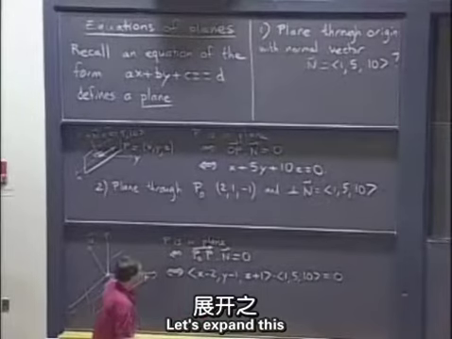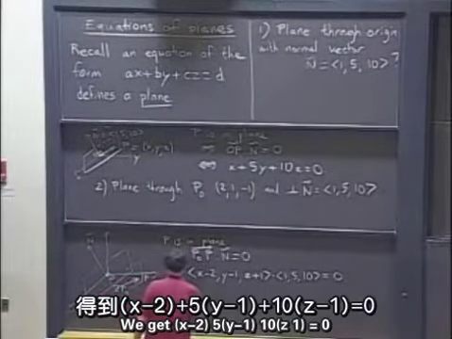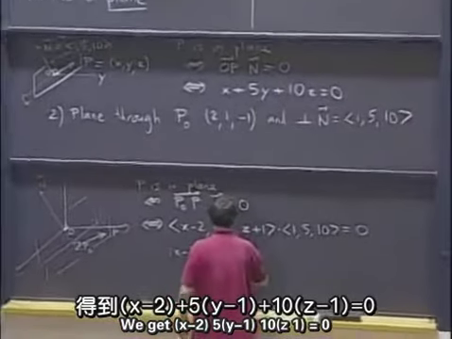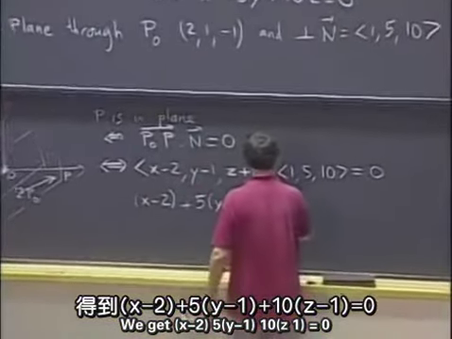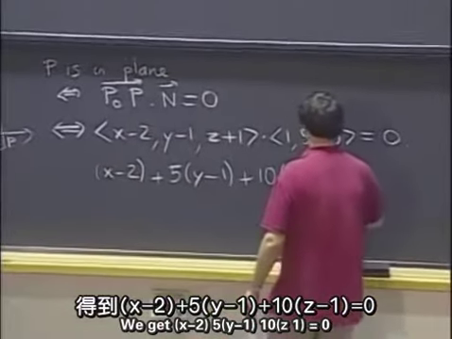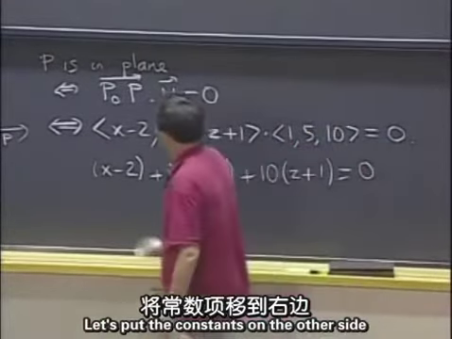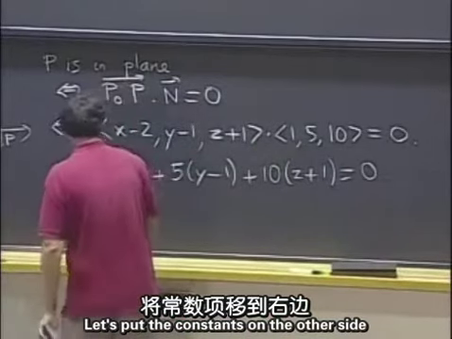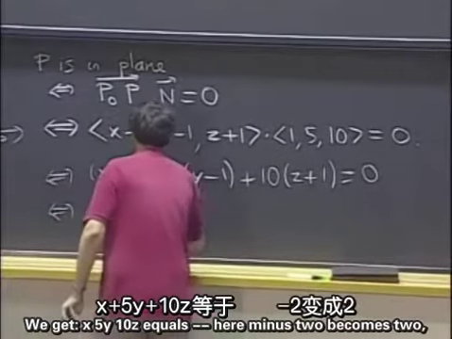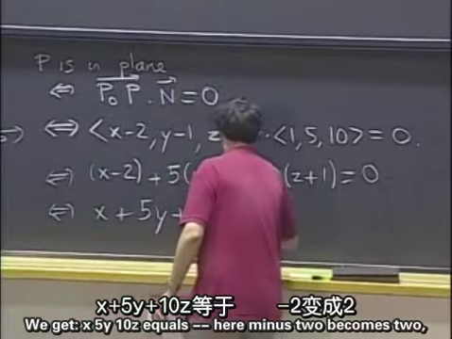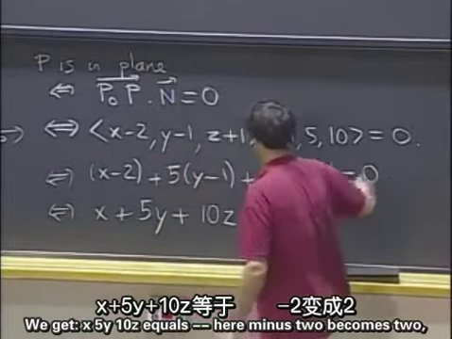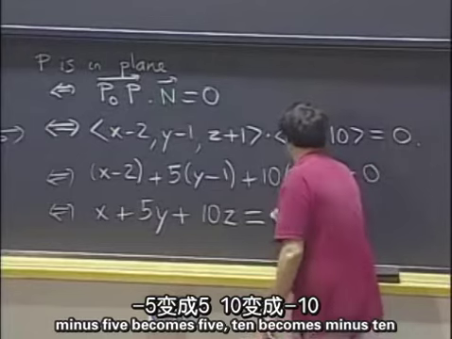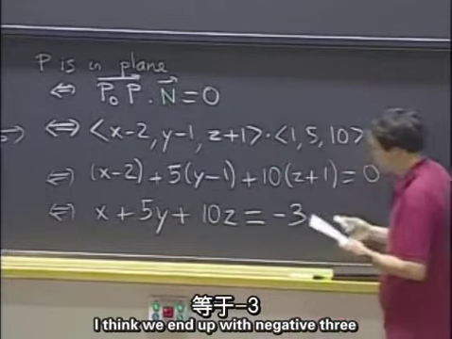Or let's expand this. Well, we get x minus 2 plus 5 times y minus 1 plus 10 times z plus 1 equals 0. Or let's put the constant on the other side. We get x plus 5y plus 10z equals, well, here we have minus 2 becomes 2, minus 5 becomes 5, 10 becomes minus 10. I think we end up with negative 3.